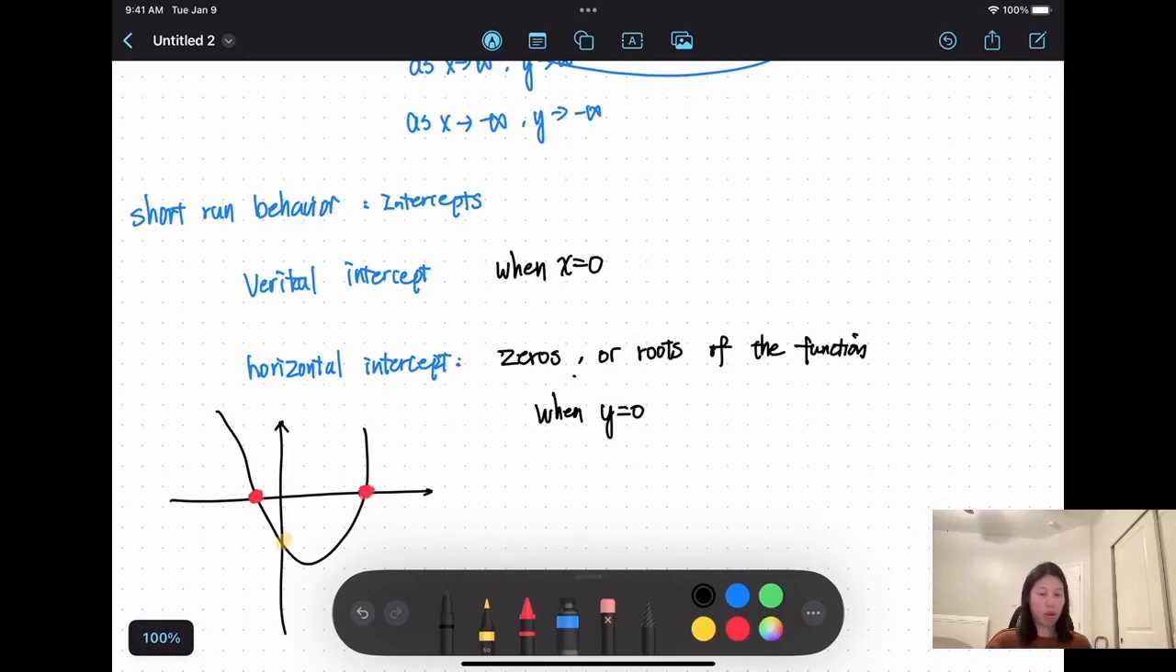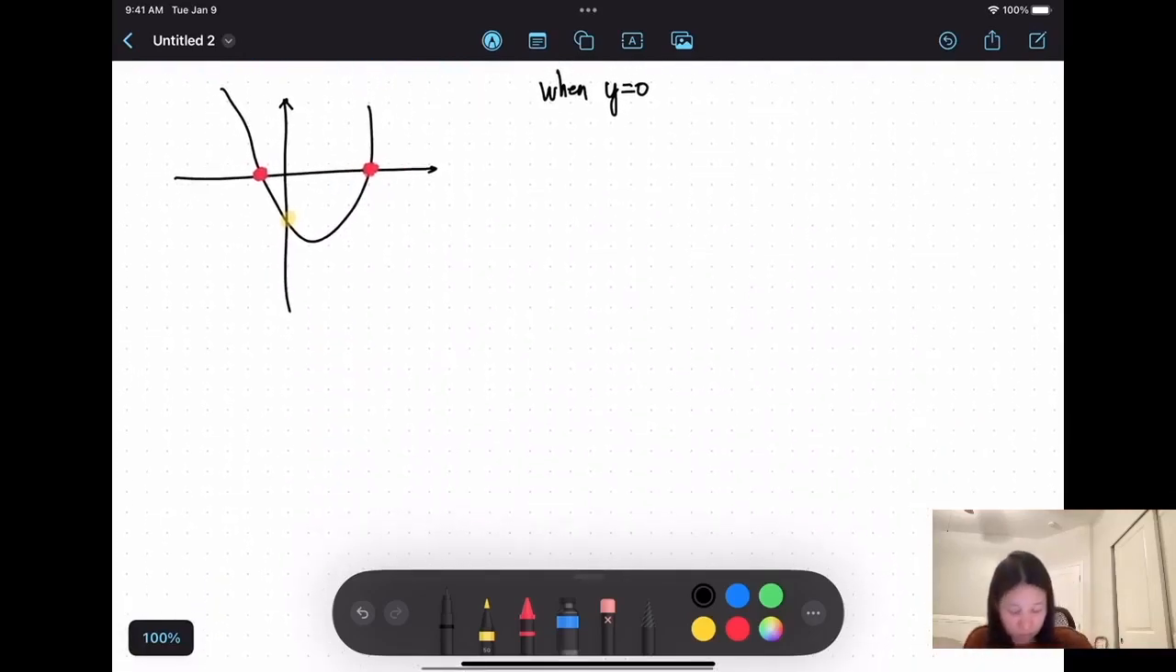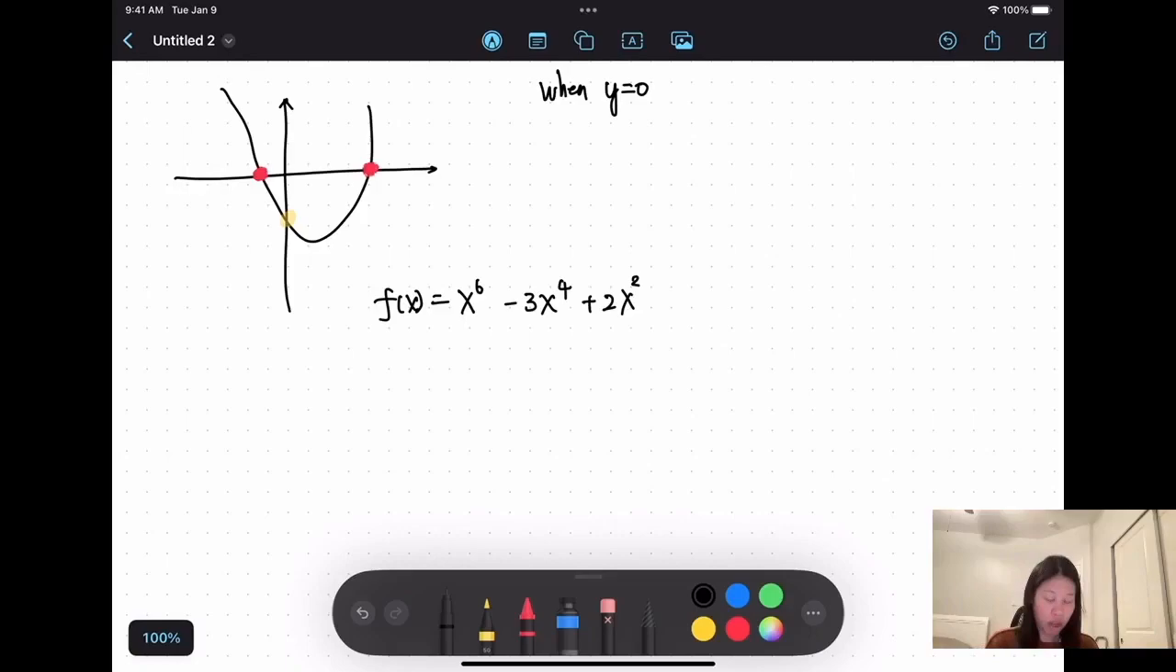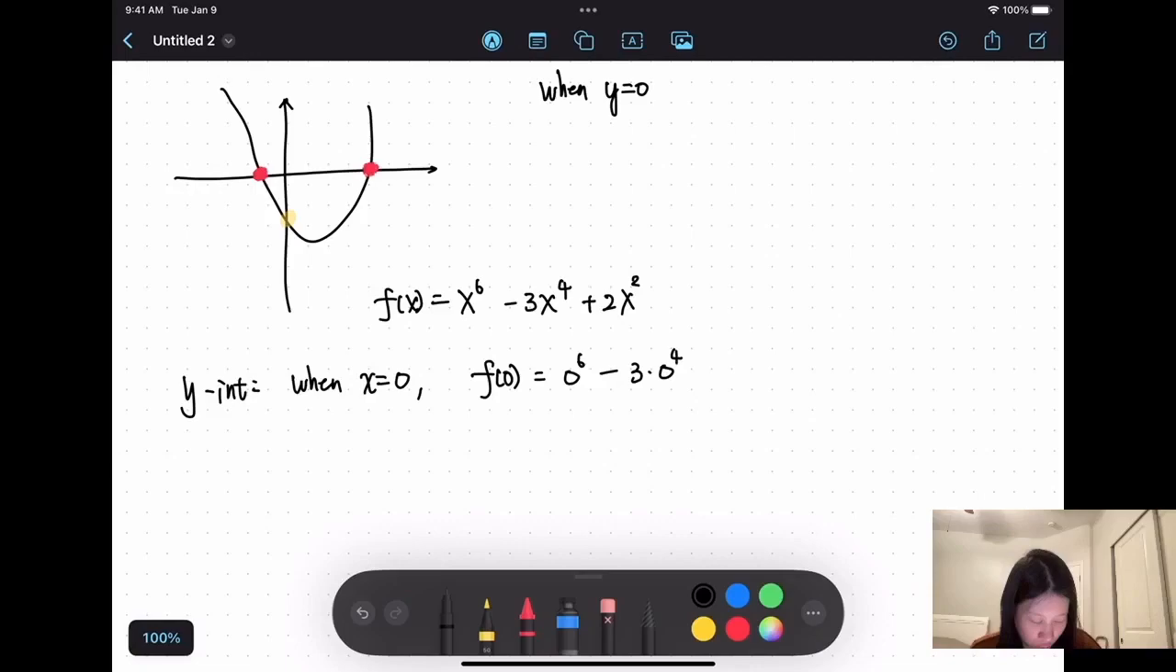Okay, so now let me give you an example of how to find the x and y intercept. If I give you a function x to the 6th minus 3x to the 4th plus 2x squared, how do we find the y-intercept? The y-intercept is when x equals 0. So I have f of 0 equals 0 to the 6th power minus 3 times 0 to the 4th power plus 2 times 0 to the 2nd power, which is 0. So that means our y-intercept is (0, 0).